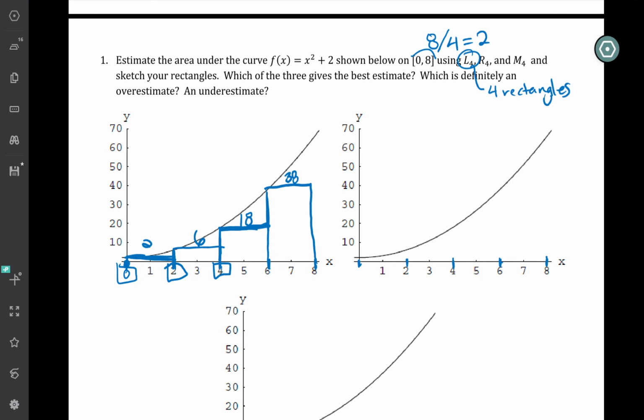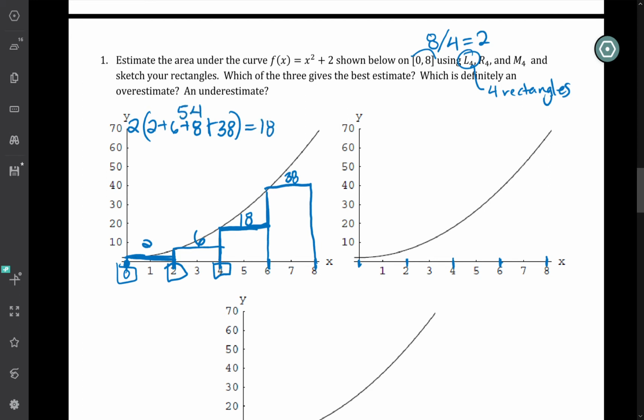Okay, so if we actually want to estimate the area, what we need to do is take that 2 plus 6 plus 18 plus 38, and each of those is a height, so we need to multiply it by a width, which is 2, and that will give us an area. So what are we getting? 40 and 14, so it looks like 2 times 54, 108. Well, that's not what I wrote. What I said, not what I wrote. 108 is L sub 4.